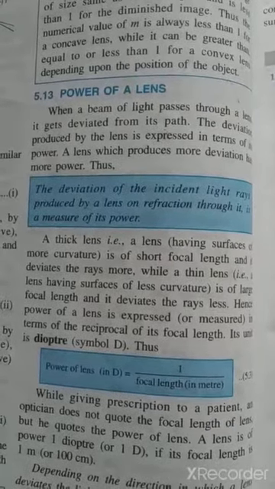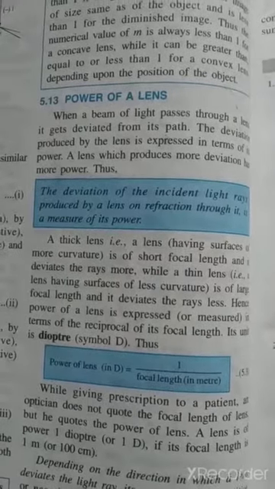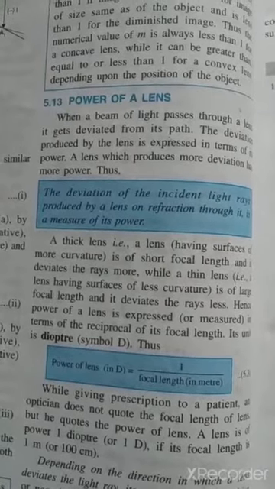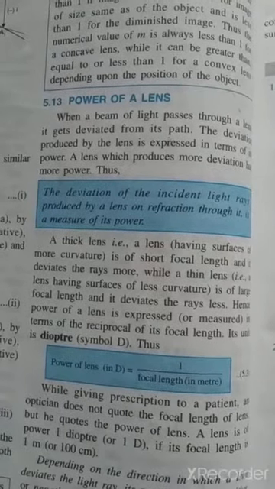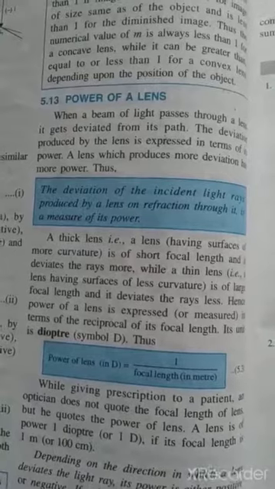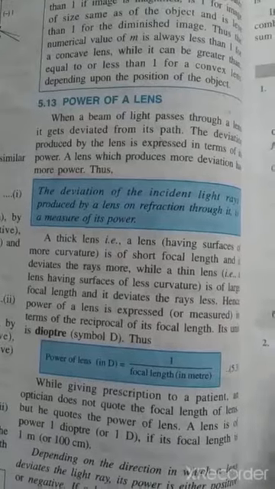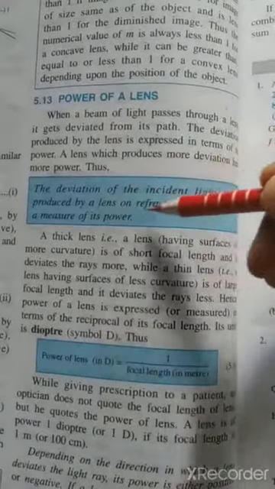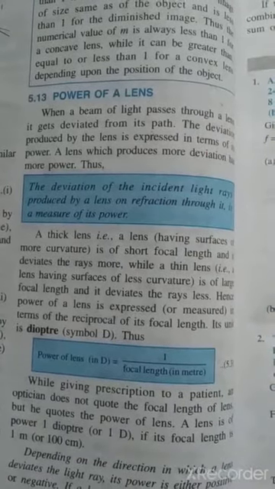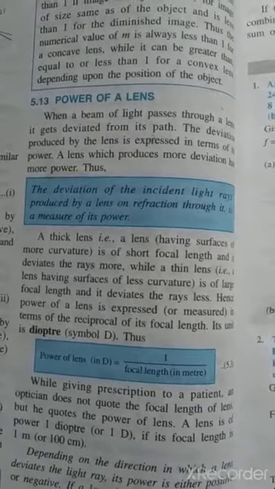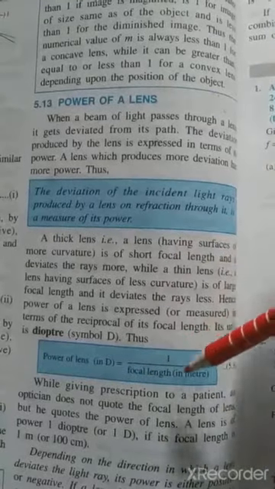Next we have the power of a lens, which tells us how much light gets deviated from its path through a lens. The deviation produced by a lens is expressed in terms of its power. So a lens which produces more deviation will have more power, and if it deviates less, it is considered as having less power. The deviation of the incident ray produced by a lens on refraction through it is the measure of its power. So the formula for power is 1 upon focal length.